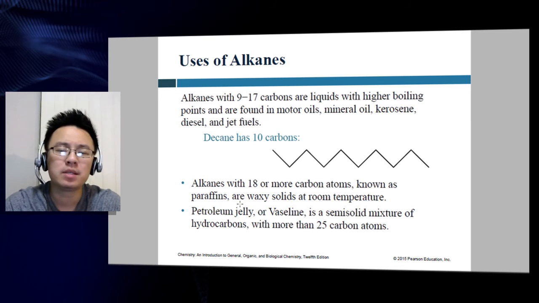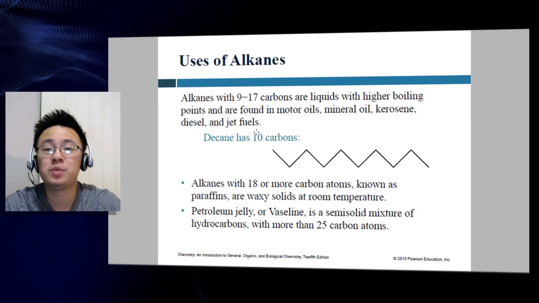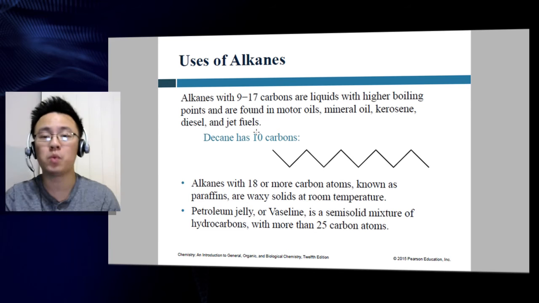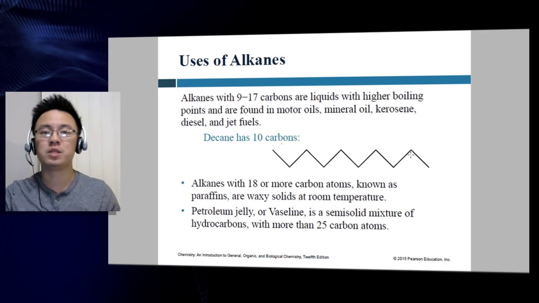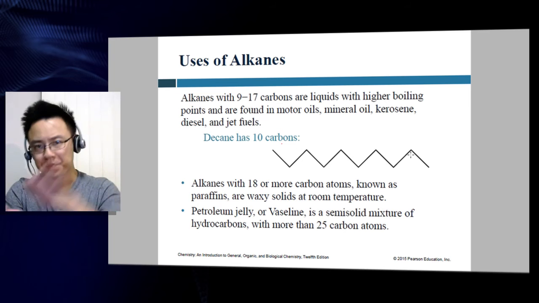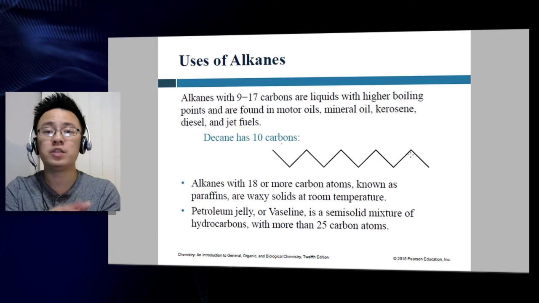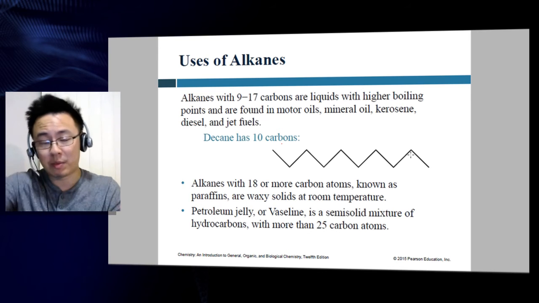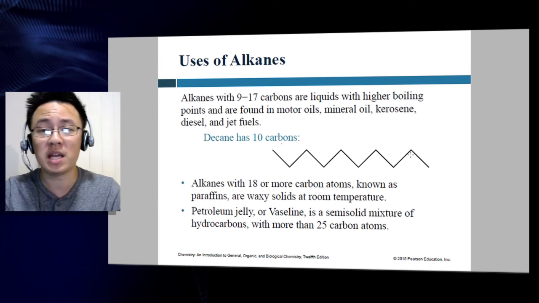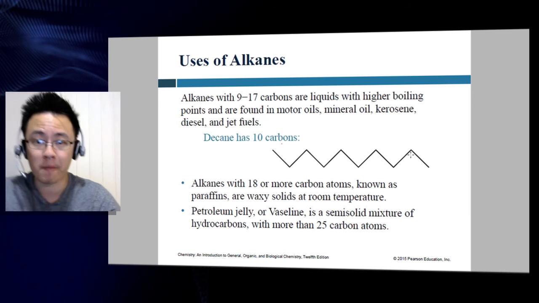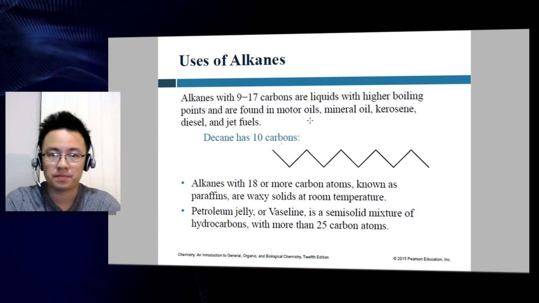Now, alkanes that have 9 to 17 carbons tend to be liquid with higher boiling points. The reason is van der Waals forces: if we have other long hydrocarbons, they tend to stick together and interact, and so more energy is needed to break them apart and turn them into gases. That's why they tend to be liquids and require a lot more heat energy, i.e. a higher boiling point. And these are found in major oils, mineral oils, kerosene, diesel, and jet fuels.